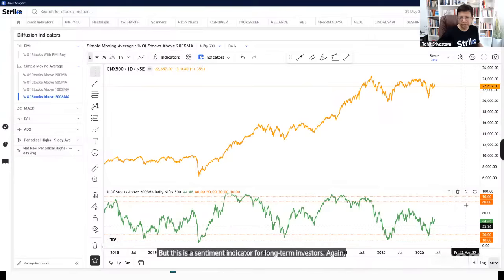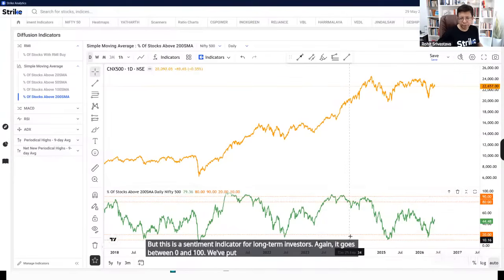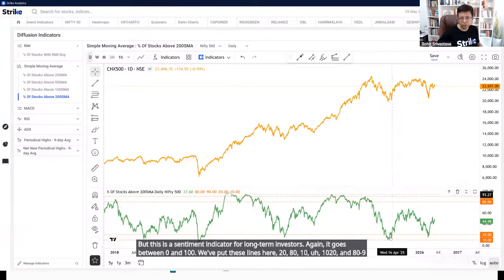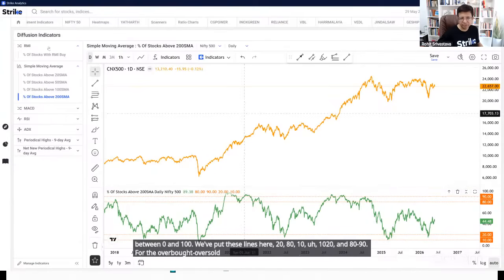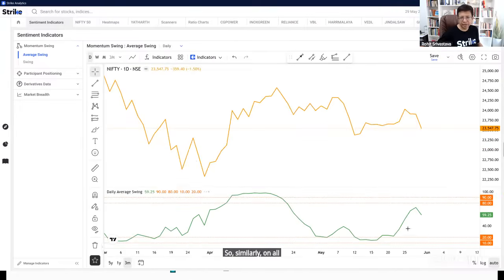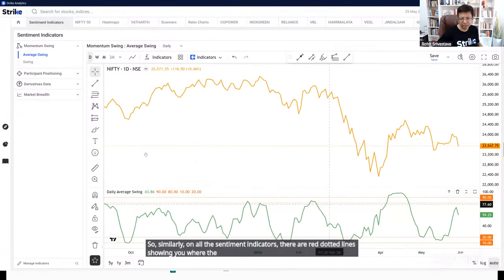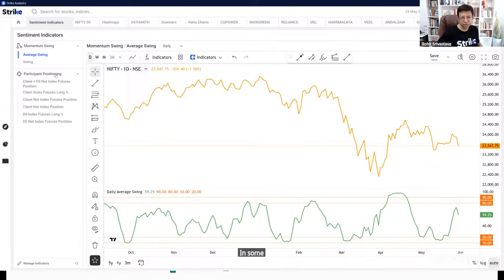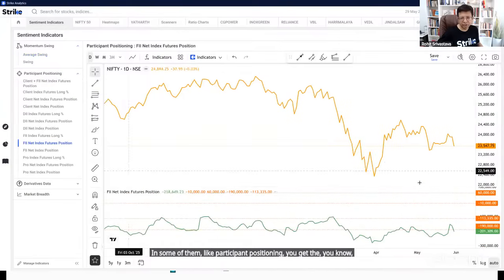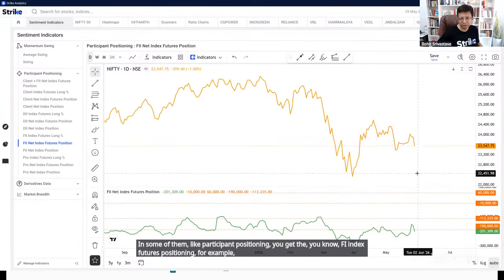Again, it goes between 0 and 100. We've put these lines here, 10, 20, and 80, 90 for the overbought, oversold regions. So similarly, on all the sentiment indicators, there are red dotted lines showing you where the overbought, oversold regions are. In some of them, like participant positioning, you get the FII index futures positioning, for example, and they are net short. Now they added shorts in the last 2 days, again back to 2 lakh contracts short.